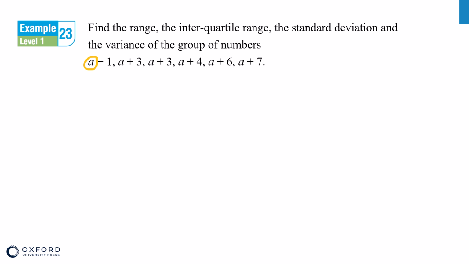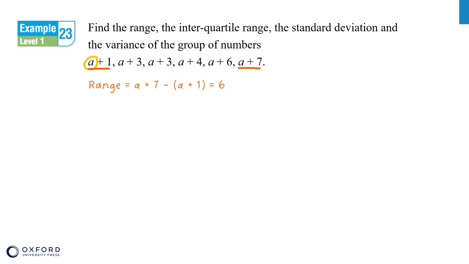Let's try. The range is the difference between the maximum and minimum values, so it's a plus 7 minus brackets a plus 1, so it's 6. The interquartile range can probably be found in a similar way, so we'll skip it here. How about the standard deviation?